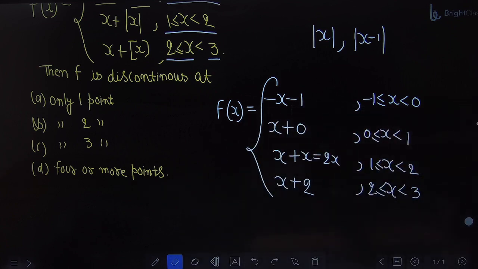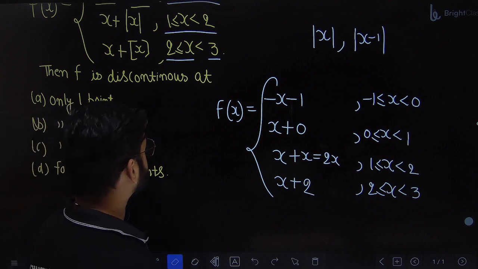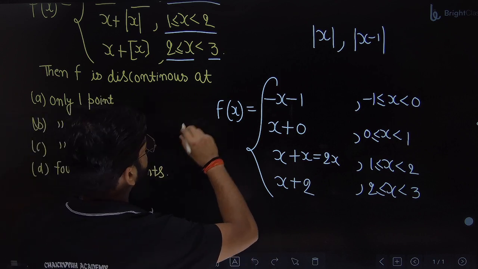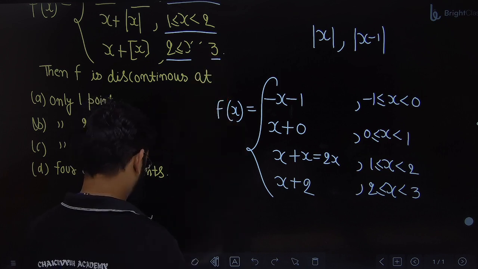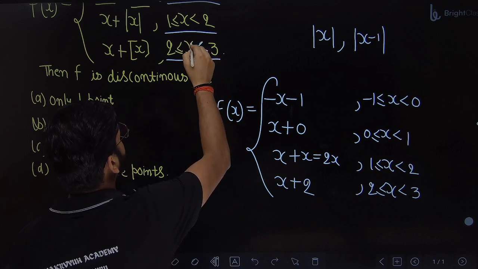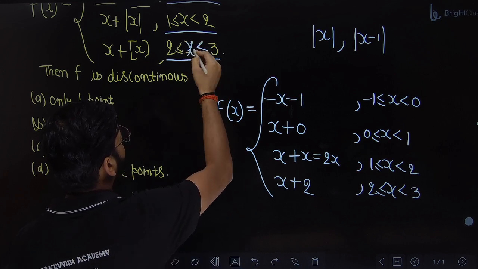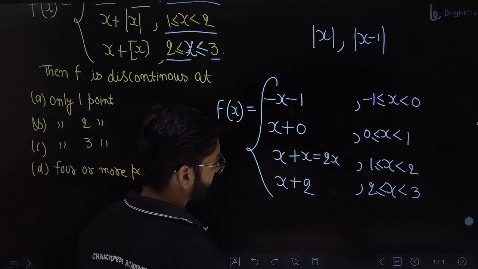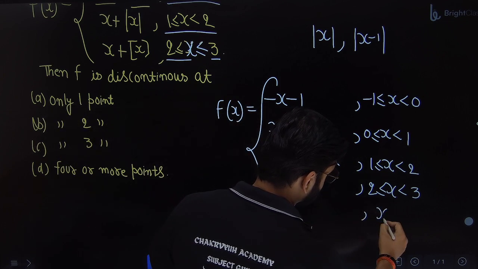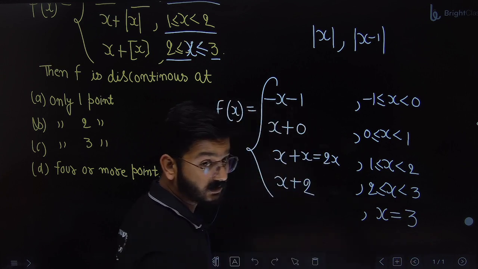Let me check the question once again. Just give me a few seconds, I will check whether 3 is included or not. Yeah, 3 is included. So we'll have one more case, the last case, where x will be equal to 3.